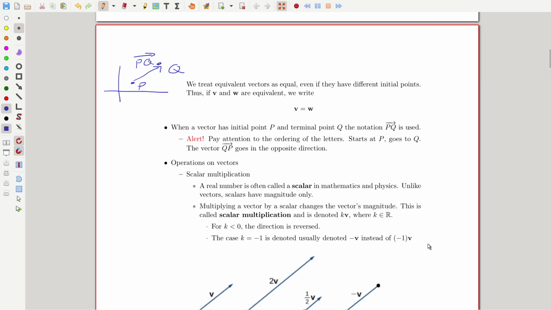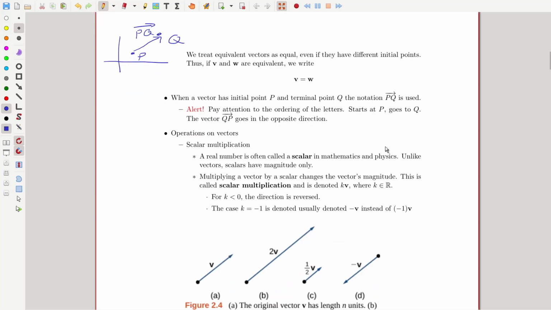And as I am alerting you in the notes, the ordering of the letters is important. So if you were to reverse it, QP, this would actually start at Q and go to P. You would end up with a vector in the opposite direction. Okay, so yeah, the order matters, and you have to pay attention to it.